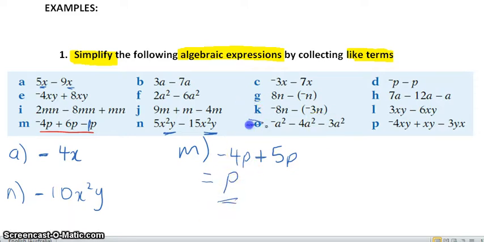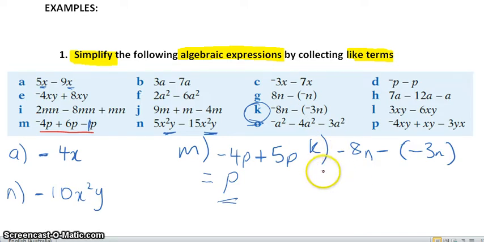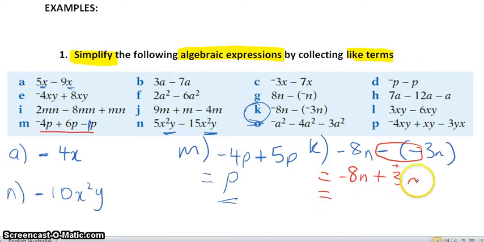Let's have a look at question k, because this is an important one for symbols. This says minus 8n minus 3n, and they want us to simplify this. So let's have a look. I'm going to leave the minus 8n out the front to begin with. I've then got minus minus 3n. Now two negative signs directly next to each other become a plus, so it's going to be plus 3n. Do I have like terms? Yes, I do. So what I'm going to do now is minus 8 plus 3, which is minus 5n.